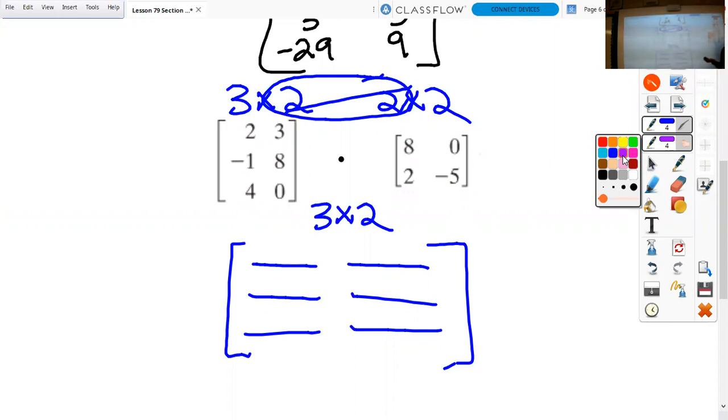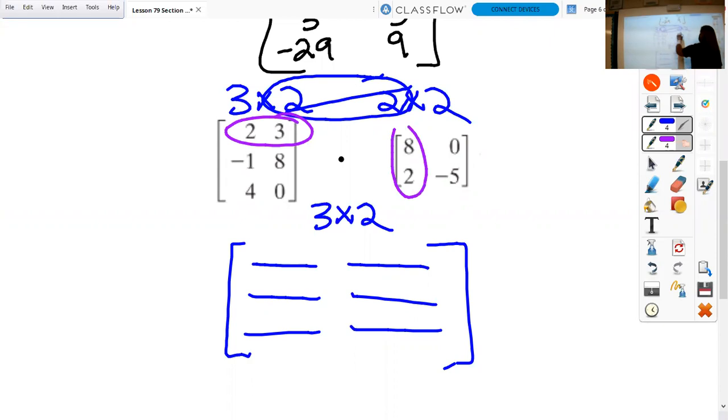All right, first entry. If you're good to go, you can start working. I'm going to talk through the first 3 and then let you finish the rest. So first element is going to be first row, first column. So I use the first row, I use the first column. So I'm going to do 2 times 8 plus 3 times 2.